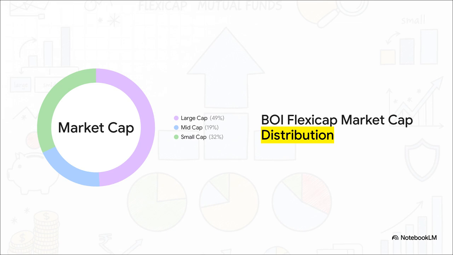So where exactly is that 8% alpha coming from? And honestly, how risky is it? Let's break down how they distribute the money.